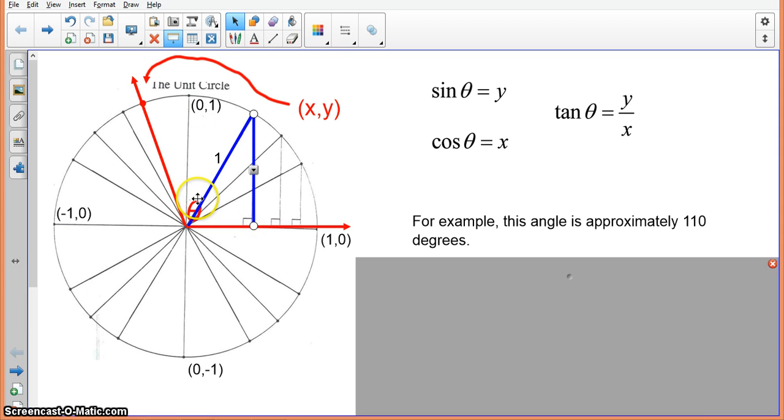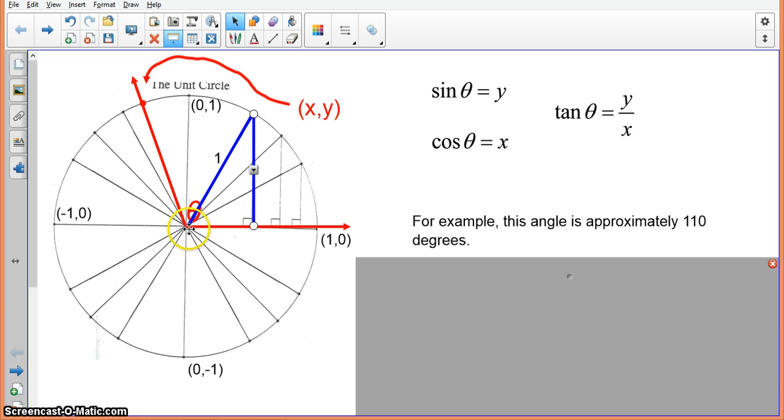Remember what sine is. Sine is opposite over hypotenuse. So the y coordinate over 1. Y over 1. Sine is y over 1. So that's exactly like SOHCAHTOA between 0 and 90 degrees. Here's y, up and down. Here's the hypotenuse of 1. Sine is y over 1.